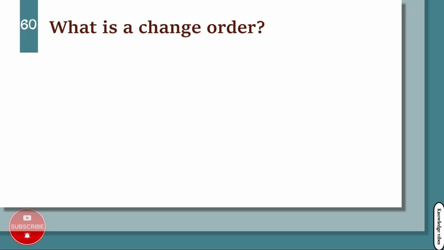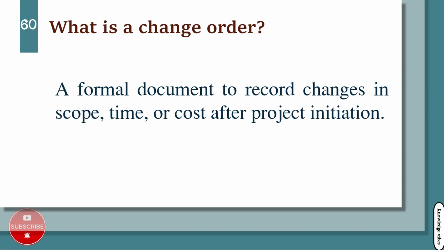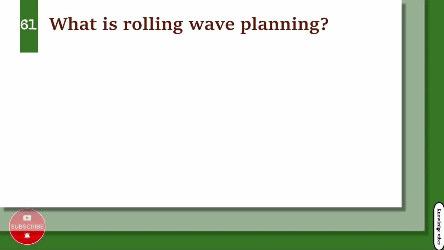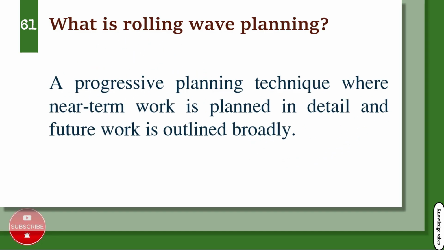What is a change order? A formal document to record changes in scope, time, or cost after project initiation. What is rolling wave planning? A progressive planning technique where near-term work is planned in detail and future work is outlined broadly.